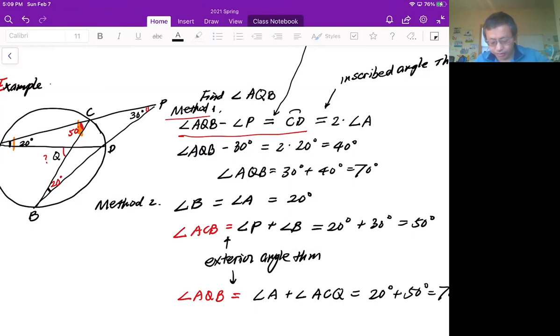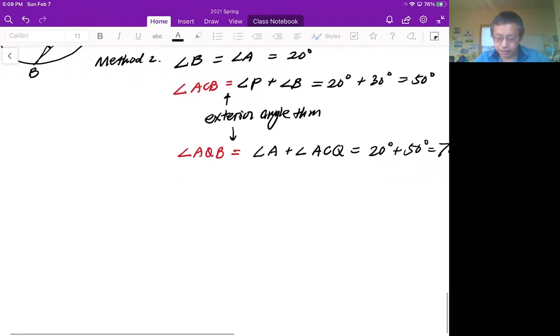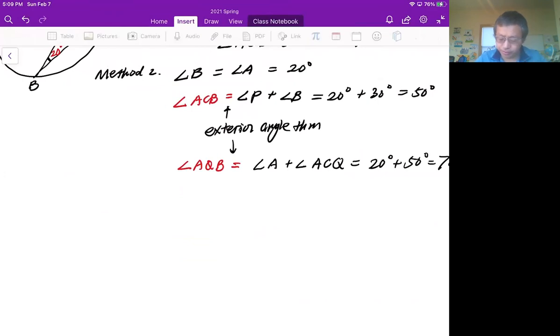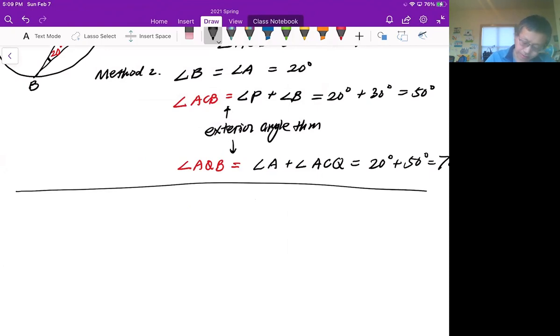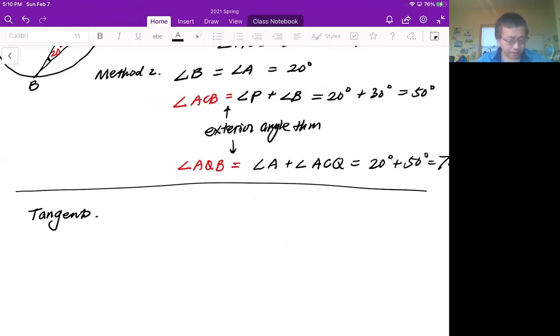So let me move on. Today we introduce quite a few theorems, and the next one is the tangent. So we have the inscribed angle, the inside angle, and the outside angle. We did a bunch of them, and now let's talk about the tangent line of a circle. Let's switch topic a little bit.